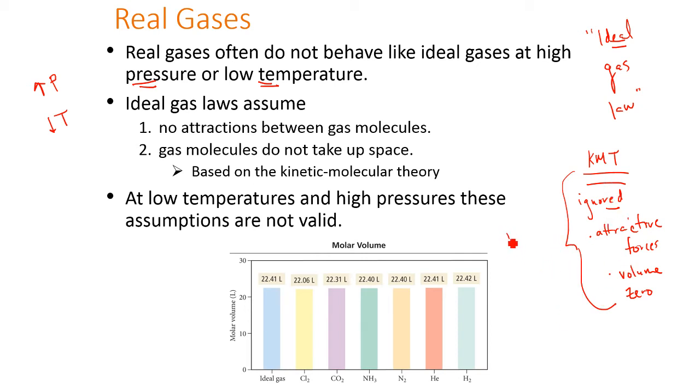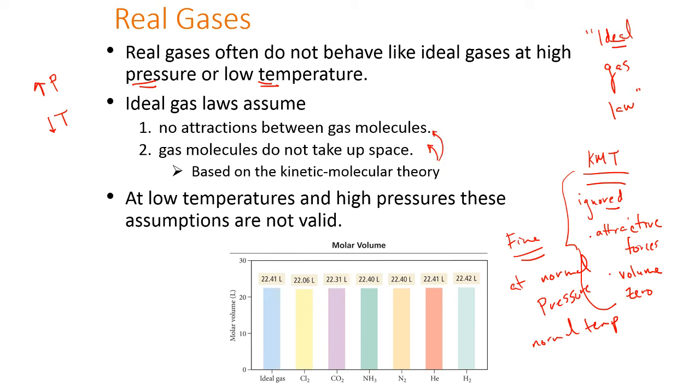All of these assumptions are fine for us as long as we're at normal pressure and normal temperature. They become really problematic when we are at high pressure, so lots of pressure on the system, or really, really low temperature or low energy. Because the ideal gas law assumes no attraction and assumes the particles don't take up space, because the kinetic molecular theory told us we could do that, right? It's based on these two things.